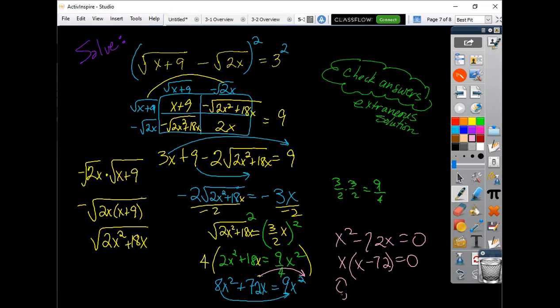So my two answers for x are 0, and then this one, when you set it equal to 0 and undo your operations, by adding 72 to the other side would be a 72. This one is the one that if you plug it in and check it, I don't think it's going to work. So 72, plus 9 is 81, square rooted is 9. And then 72 here would be 144, square rooted is 12. And 9 minus 12 is negative 3, not 3. So that's the check step to see that that one's incorrect.